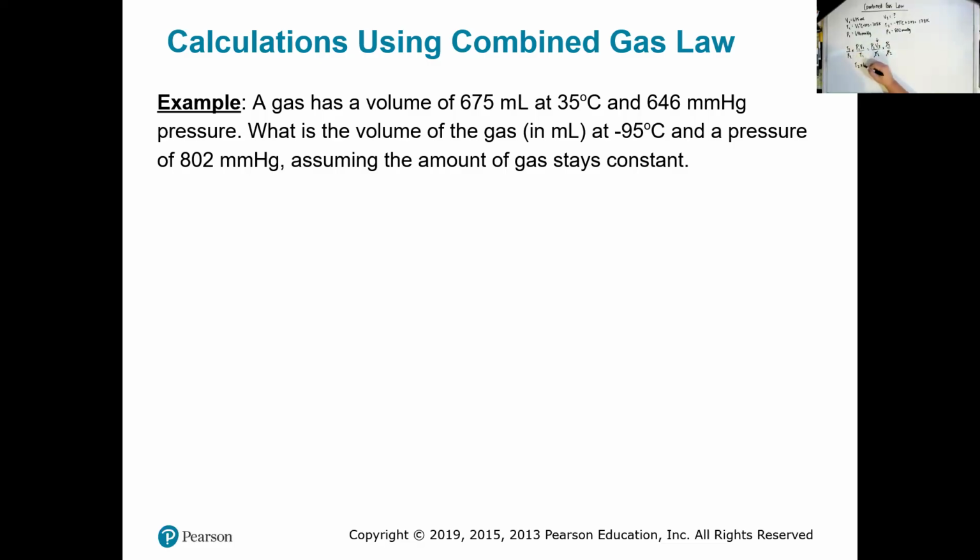T2 times P1 times V1 divided by P2 times T1. And that's all going to be equal to V2. And now you have everything where it's supposed to be. And so now you can just plug in from your list, just go in order, like T2, 178 Kelvin.